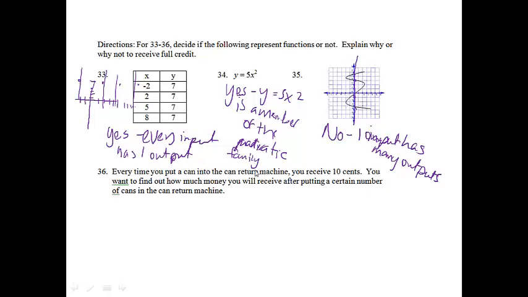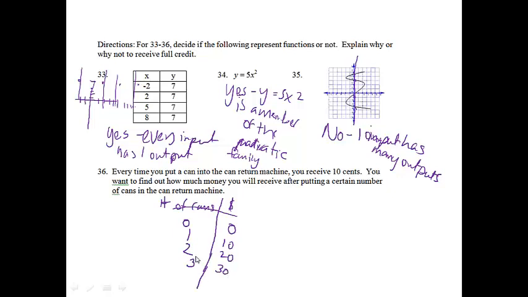All right, number 36. Every time you put a can into the can return machine, you receive 10 cents. You want to find out how much money you will receive after putting a certain number of cans in the return machine. So I'm going to make myself a little chart. Number of cans and money. If I don't put any cans in, I won't get any money. If I put in 1 can, I'll get 10 cents. If I put in 2 cans, I'll get 20 cents. If I put in 3 cans, I'll get 30 cents.